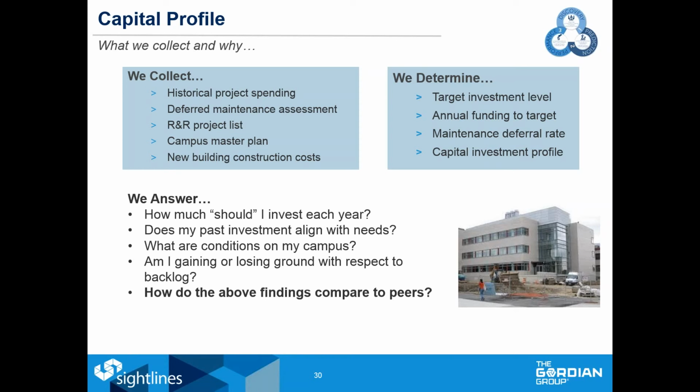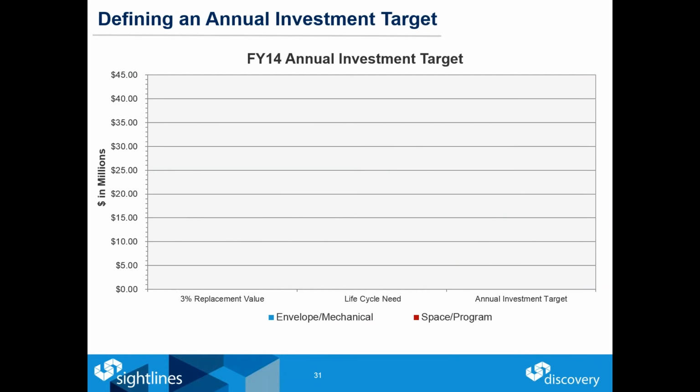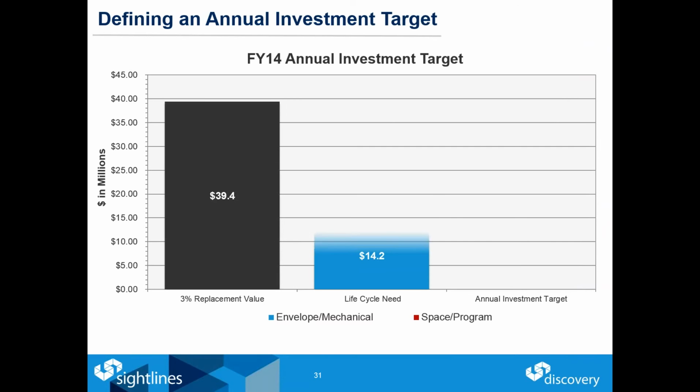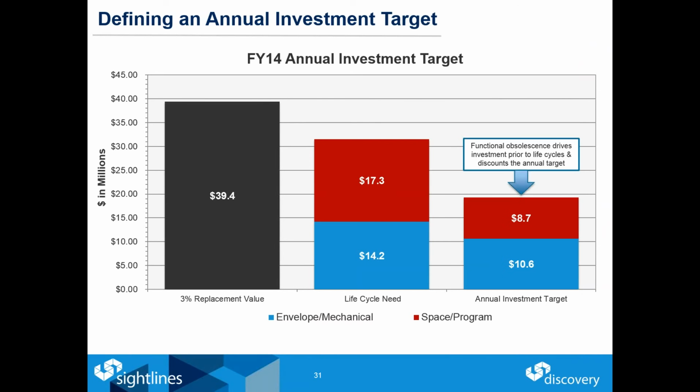Once we know that, has my past investment aligned with those needs? What are the conditions like on my campus as a result of that spending? And because of my spending, am I gaining or losing ground with respect to my backlog? We spend a lot of time on figuring out what an investment target is, and there are lots of methodologies out there, and we figure out the one that's most appropriate for you.